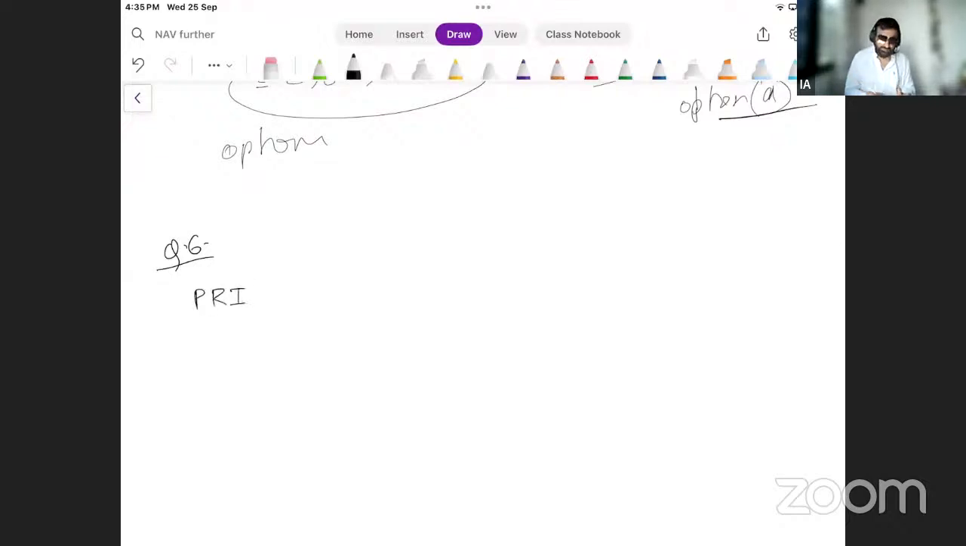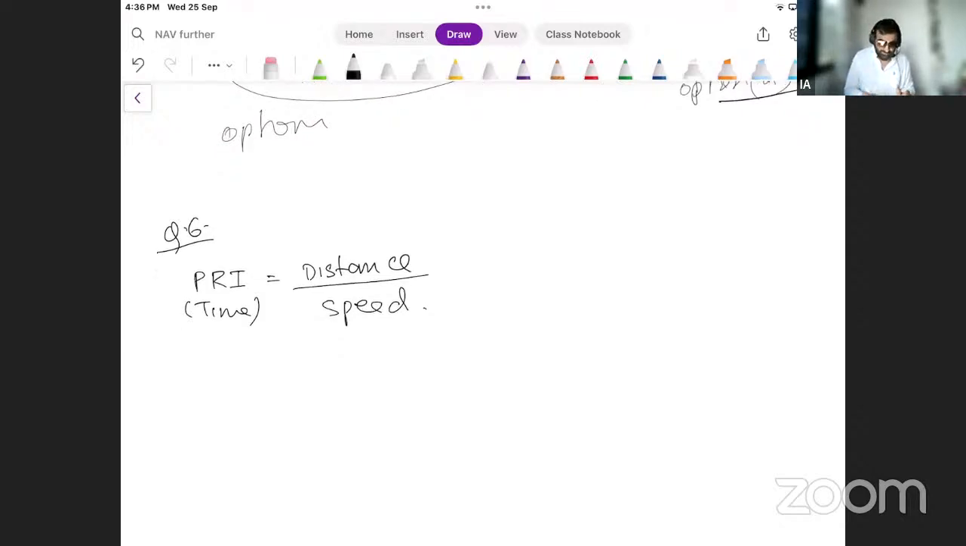PRI formula is simple. PRI is equal to distance. PRI basically is nothing but time. So time is equal to distance upon speed. Okay, this is the relationship. But how do we bring the speed, time, distance formula down to the terminology of my primary radar? So I understand that here distance, whatever will be given to me, will be twice.